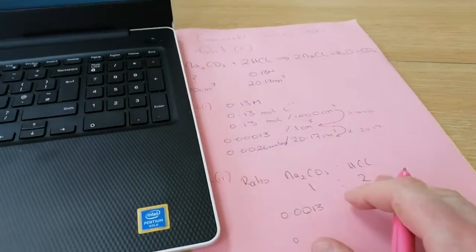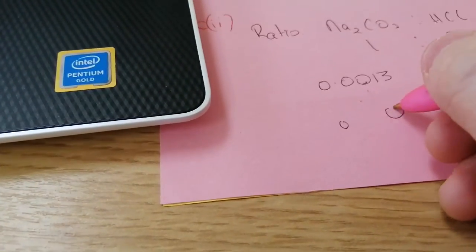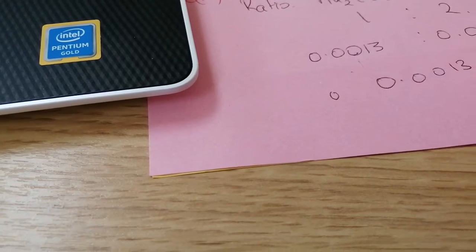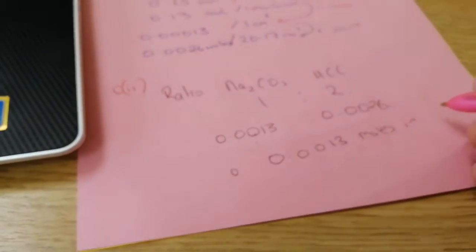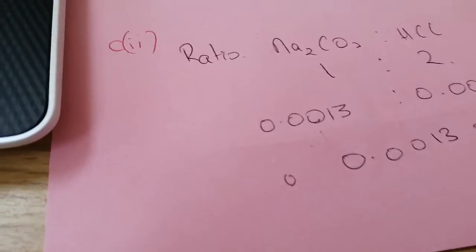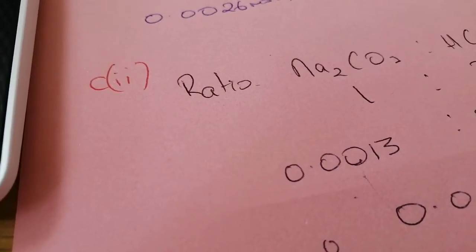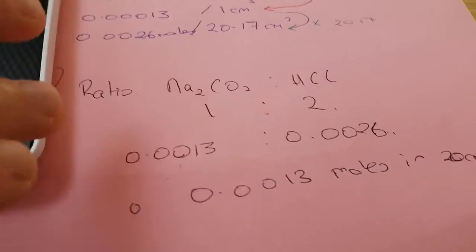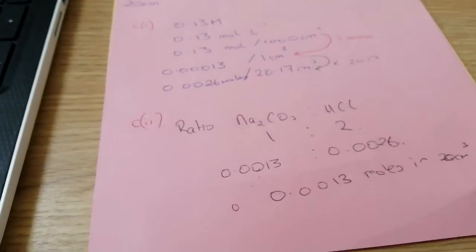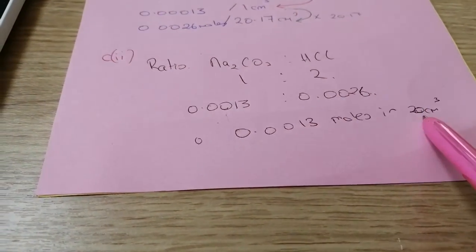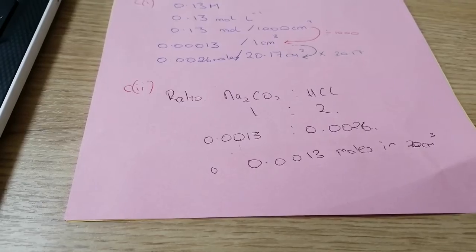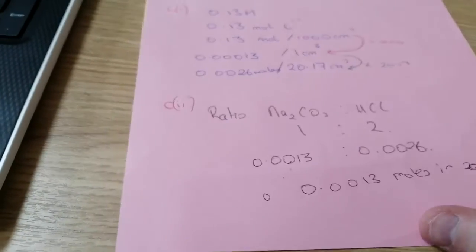So it is 0.0013 moles in the 20 centimeters cubed. Okay, again, apologies for those of you who are motion sickness sensitive. I probably killed you. Now, so we know how much of the sodium carbonate is in 20 centimeters cubed. All we have to do for the last part is to bring it up to the concentration in moles per litre.